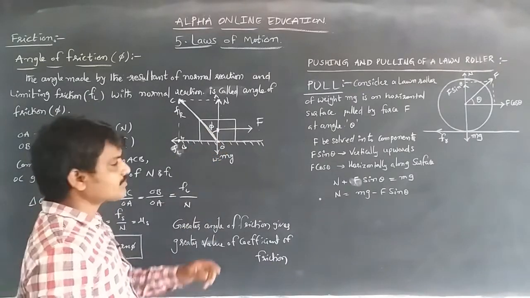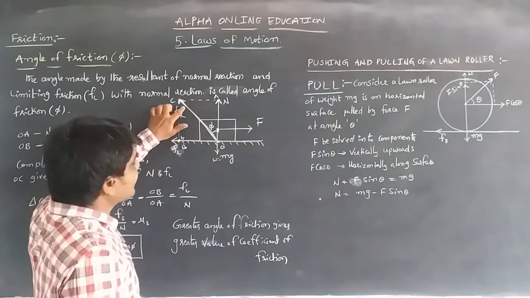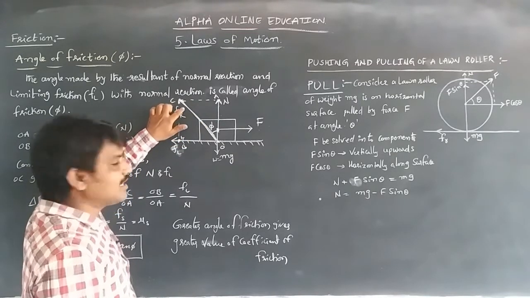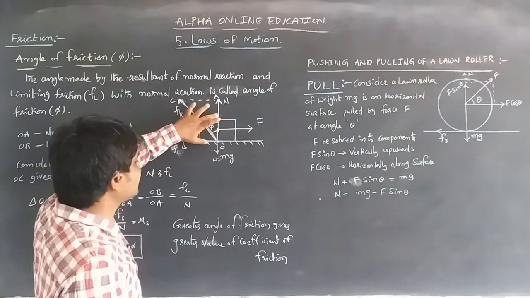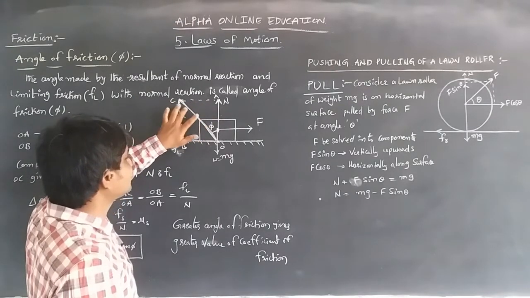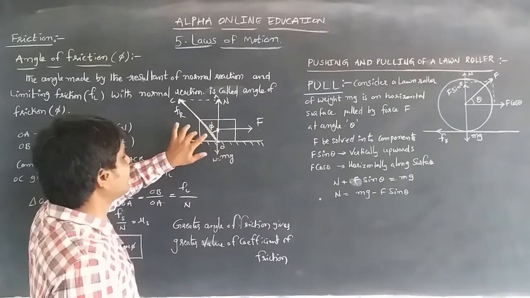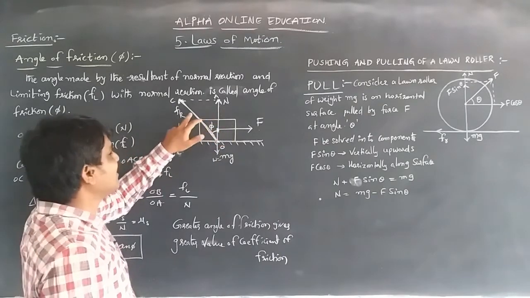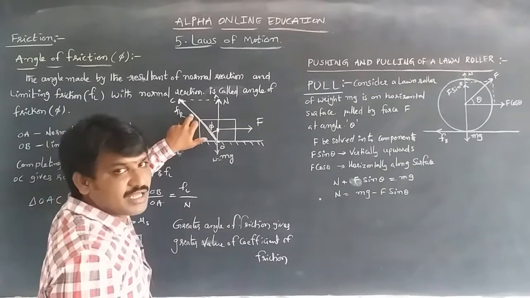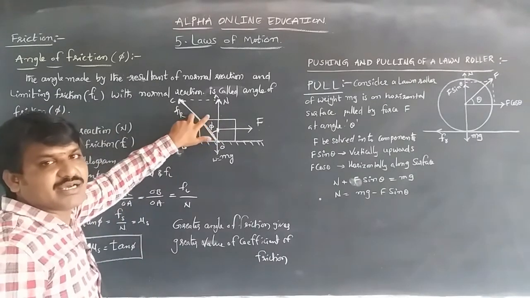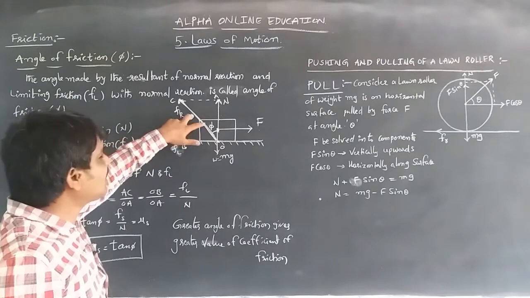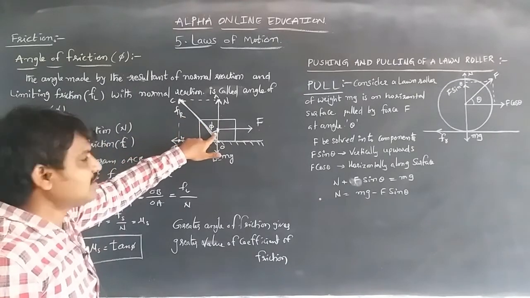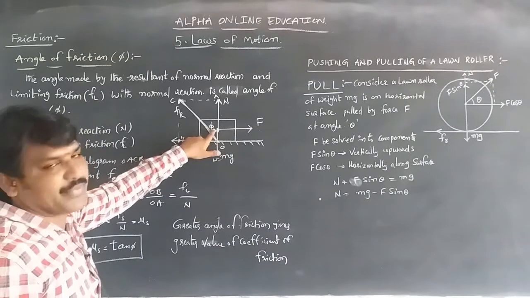Once again, this will be the normal reaction and this will be the limiting friction. This is the resultant which is acting between them. The angle made by the resultant of normal reaction and limiting friction with the normal reaction is called angle of friction, and that is denoted with phi.